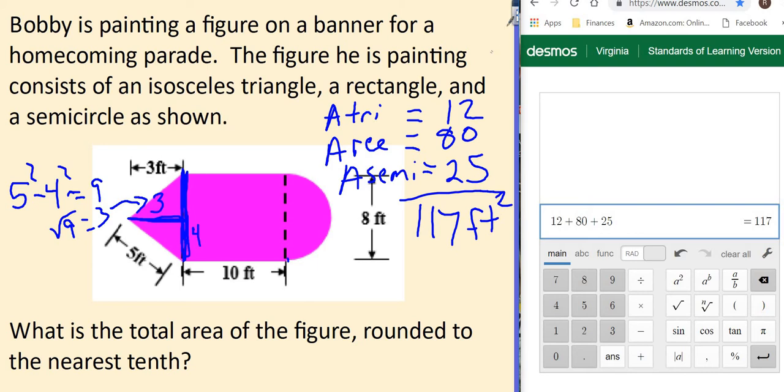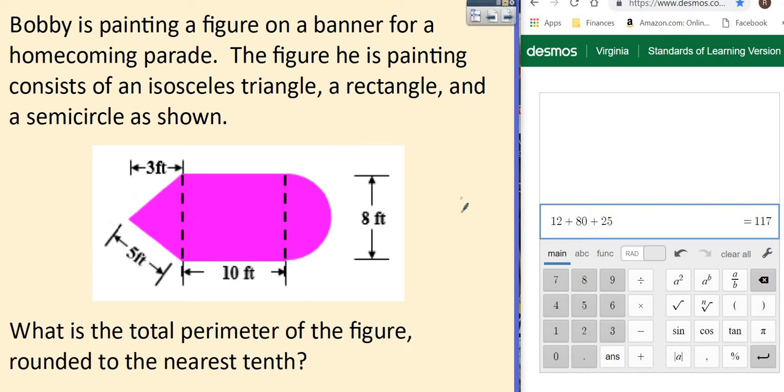All right, let's go on to the next one. Okay, here we want to know what is the total perimeter of this figure. So this time we're going to work a little bit differently.